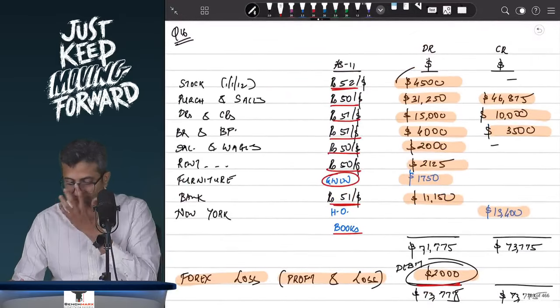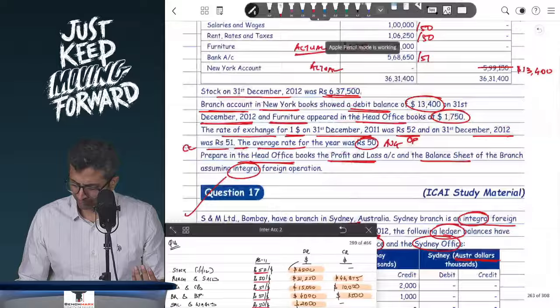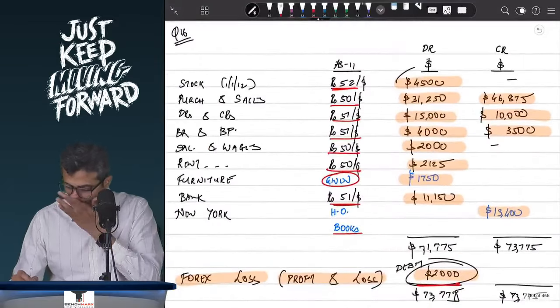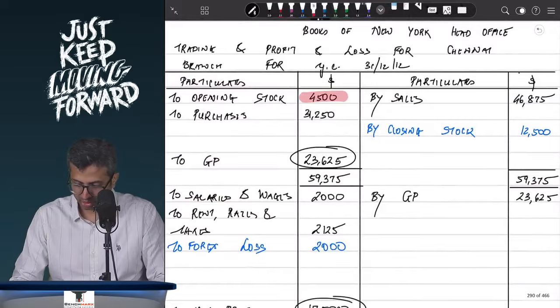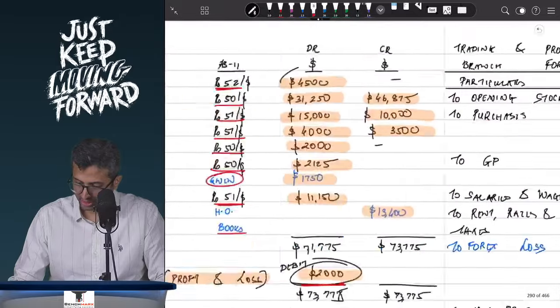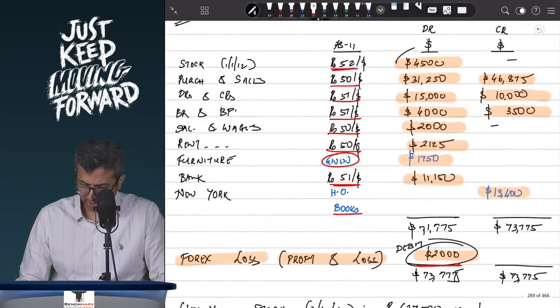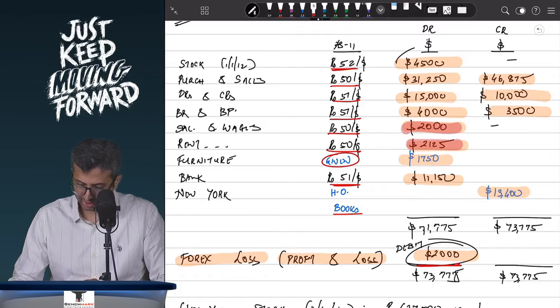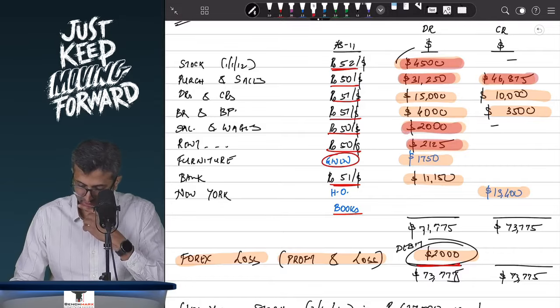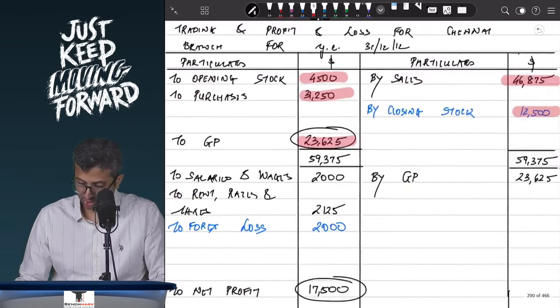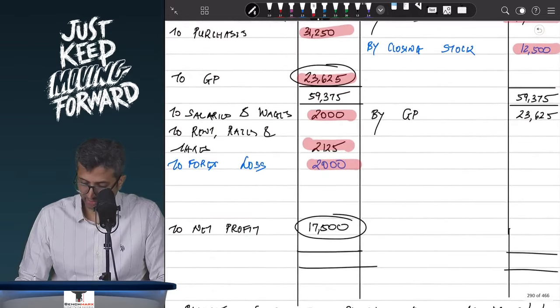Now based on that, if you want to prepare the trading and profit and loss account as well as the balance sheet, 4,500 will be your opening stock. Great. Then purchases 31,250, sales 46,875, closing stock is 12,500, and thereby you will get the profit. Other than that, your expenses like salaries, rent will be taken. So over here we have taken these items. Balance sheet items are yet to be there, and I guess forex loss of 2,000 will also come, and this will give you 17,500 in dollars.